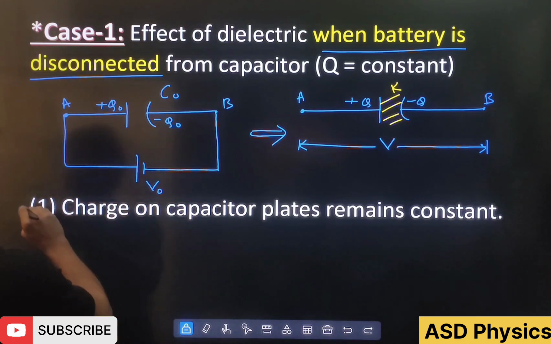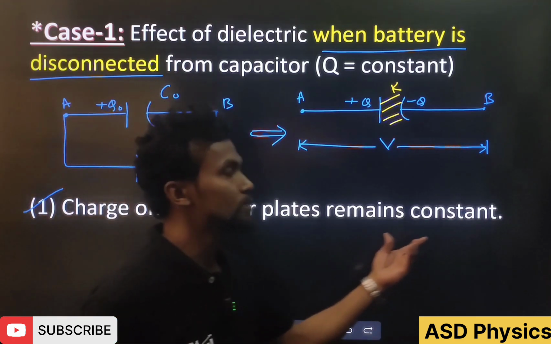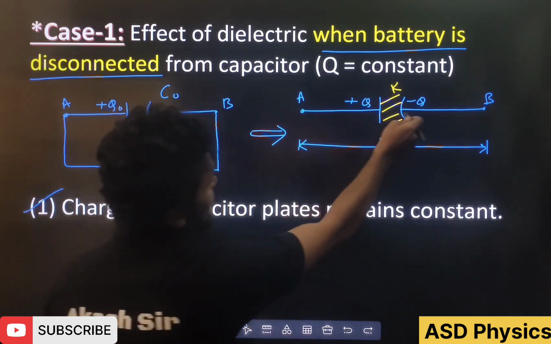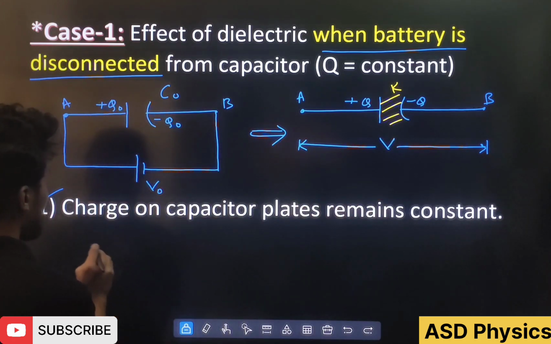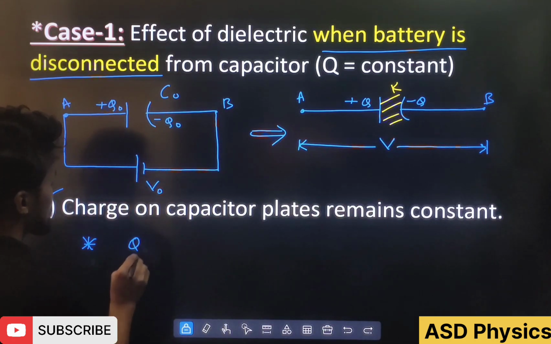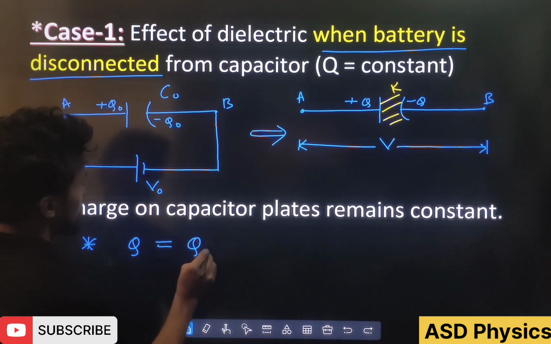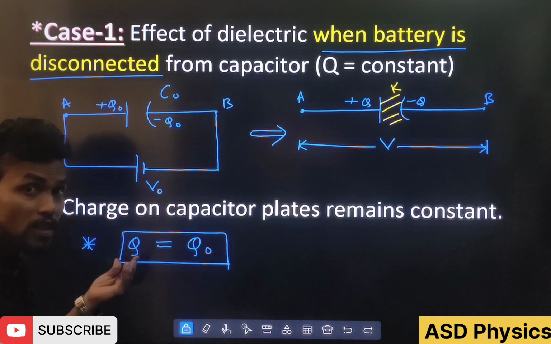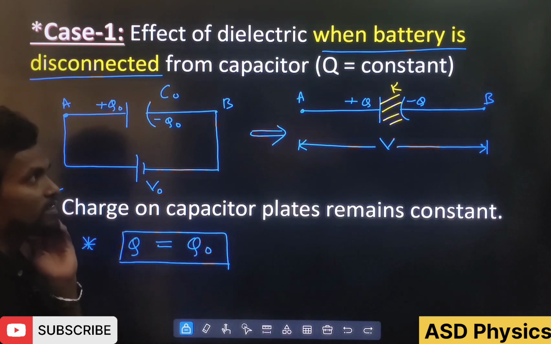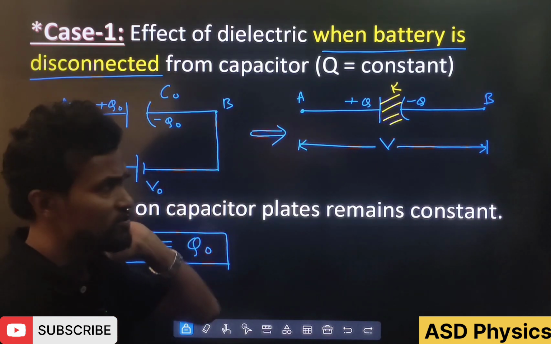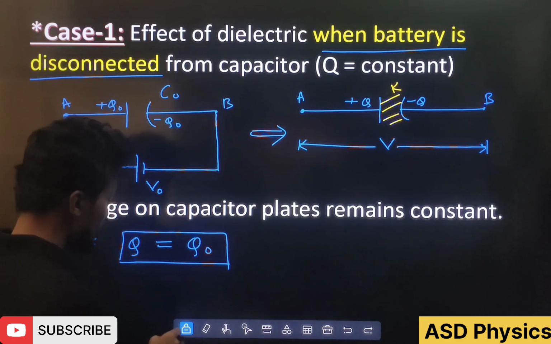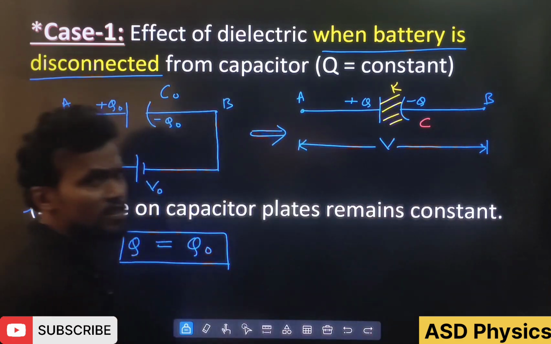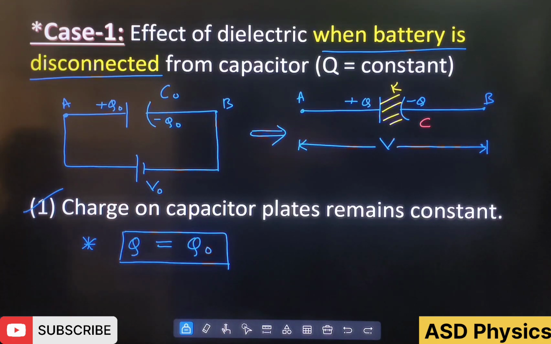So see the first one: charge on capacitor plates remains constant because the battery is disconnected. That means here the charge is Q naught and here the charge is Q. So remember that the new charge Q is equal to Q naught. That means the charge will be the same before and after the dielectric insertion. And here the capacitance is C naught and here it is C, so we will see about the capacitance now.